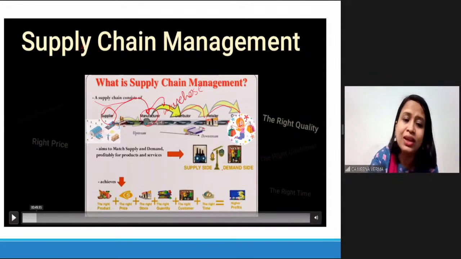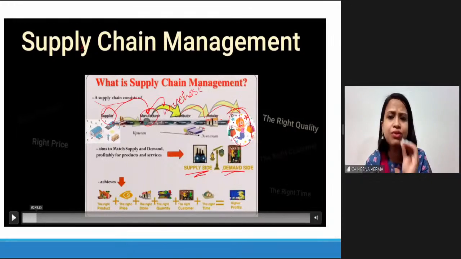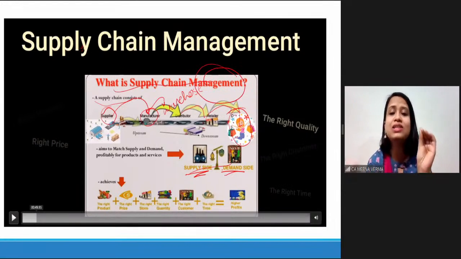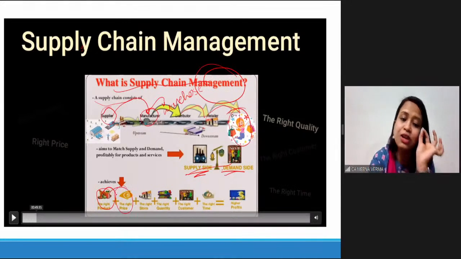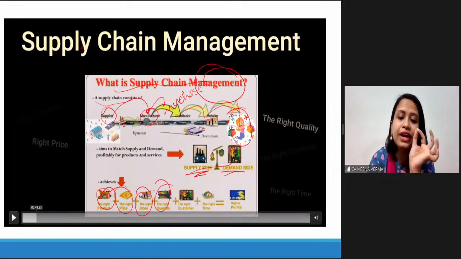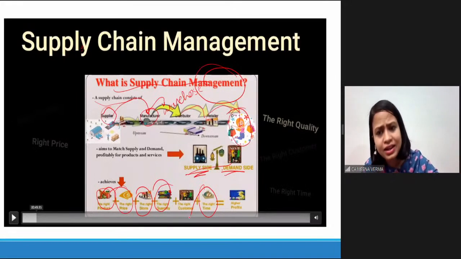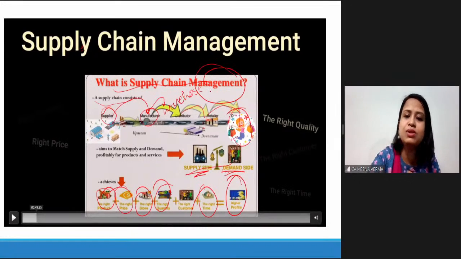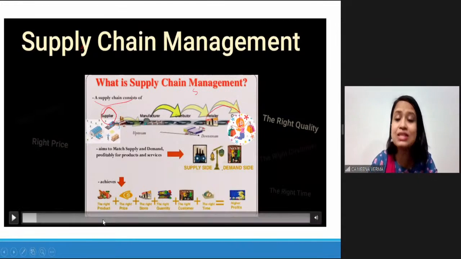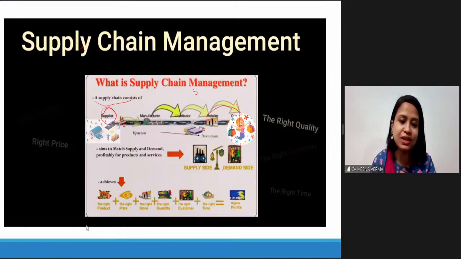Now, we do this in order to match the supply and demand. We will always try to fulfill the customer demand, and we will always supply such quantity as is demanded by the customer. So in supply chain management, we are trying to manage the demand with supply, and provide the right product to the customer at the right price, right place, right quality, at the right time. Then this will help us to increase our profitability. This is managing the supply chain.